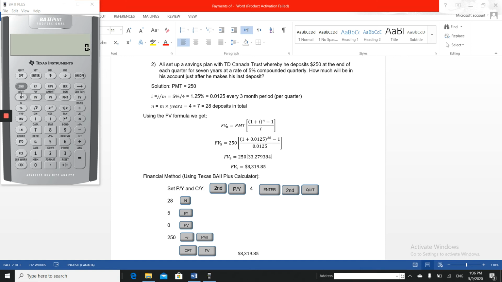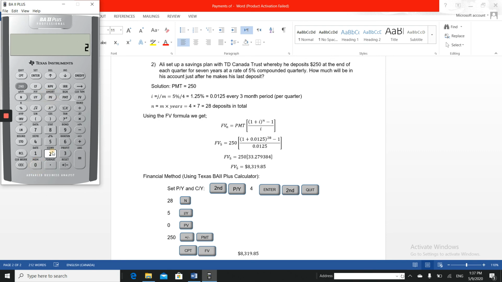So I can show you here on the calculator. First, second, PY. PY here is 4, the number of payments. 4, then enter. There is no need to change CY because both of them are 4. Then second, quit. N is the total number of deposits, 28 is N. The given rate in the problem is 5. 5 is IY.